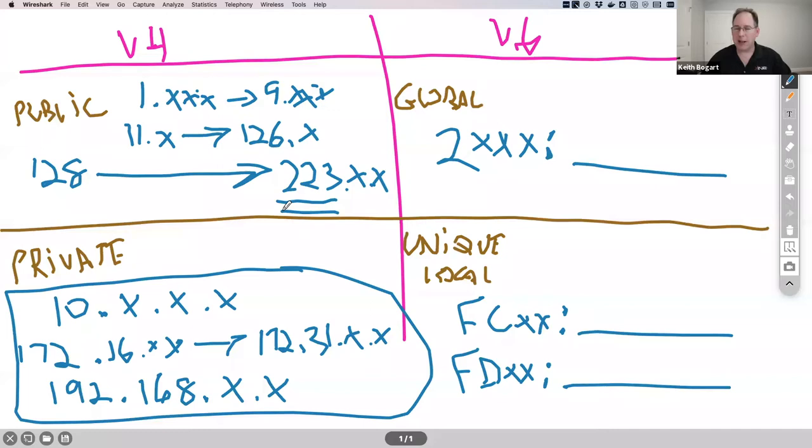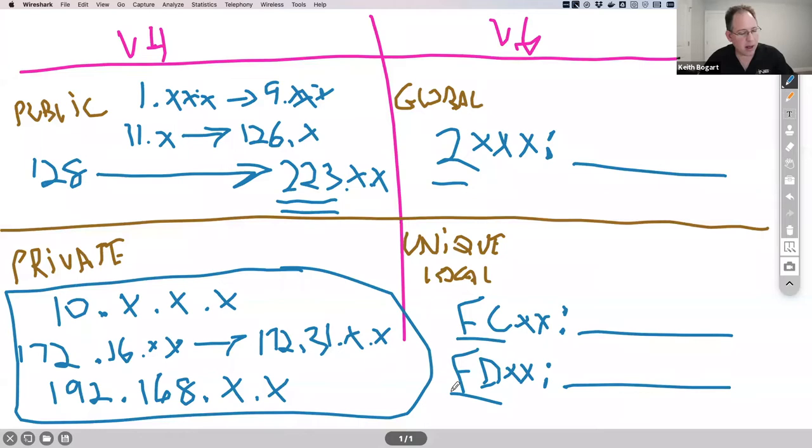IPv6, you can see real easy to find that out. Hey, does it start with a 2? Boop, you're done. If it does, yep, that's a globally public address. If it starts with FC or FD, boop, you're done. That is a private address, what we call unique local. All right. So those are some types of IPv4 and IPv6 addresses, public and private.